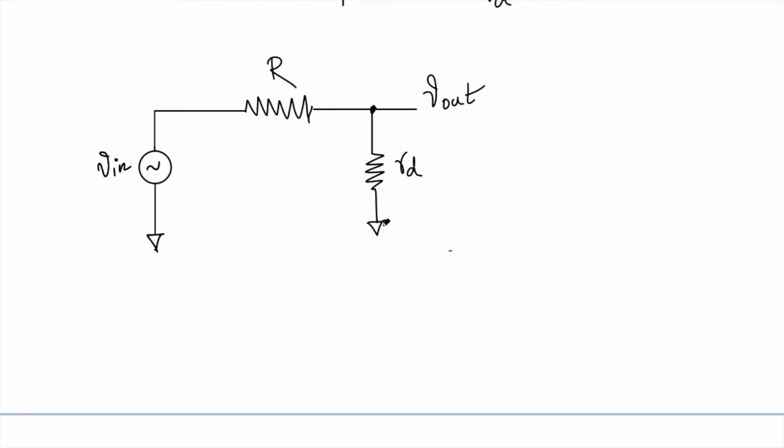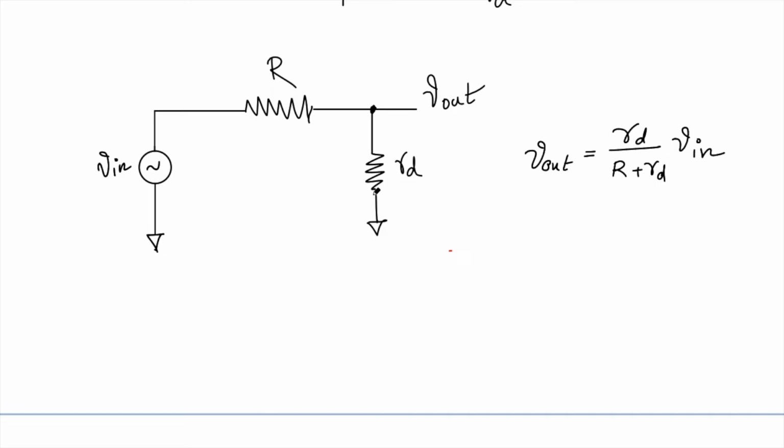Basically what it means is that here I am looking into the changes. So all my DC voltage will go away, and finally my V out is a simple division: rd by R plus rd times V in. So provided there is a change in my V in, the change in the V out will be given by this one. Here we are ignoring all the DC components.